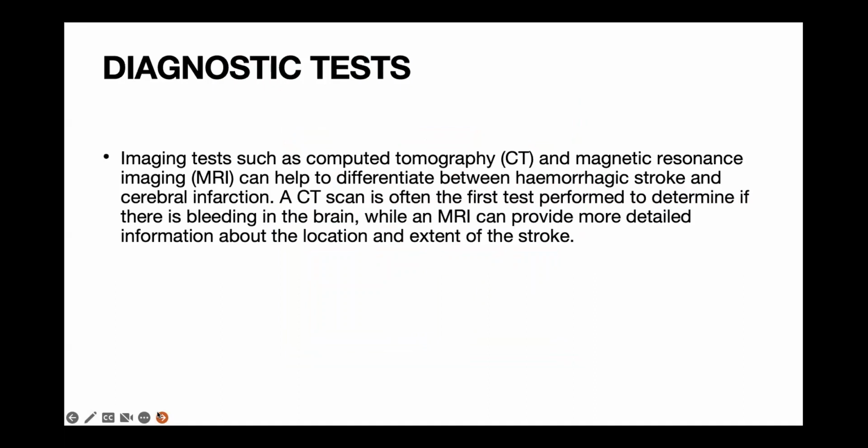Okay, the key diagnostic tests. We have the imaging tests such as computed tomography, CT scan, and the magnetic resonance imaging like MRI that can help to differentiate between the hemorrhagic stroke and the cerebral infarction. CT scan is often the first test performed to determine if there is bleeding in the brain, while an MRI can provide more detailed information about the location and the extent of the stroke.